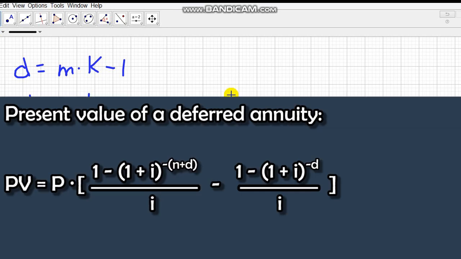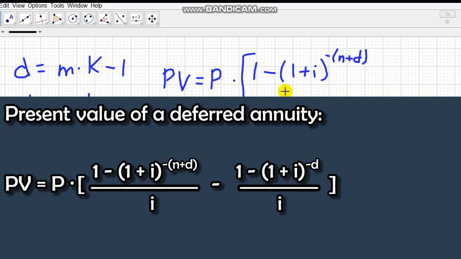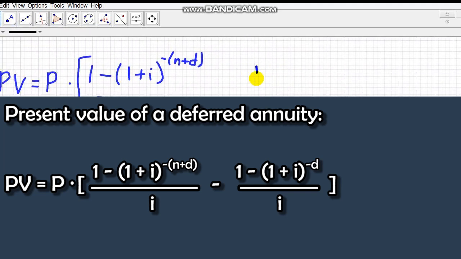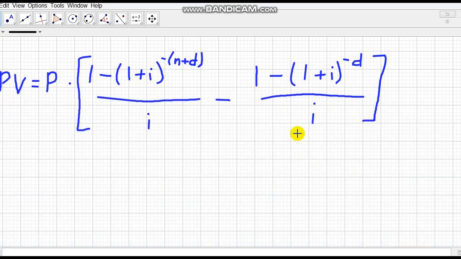Now, the present value of a deferred annuity can be computed using the present value is equal to periodic payment times the expression 1 minus 1 plus I raised to negative n plus d, all over I, minus 1 minus 1 plus I raised to negative d all over I. So this one is the formula for the present value.